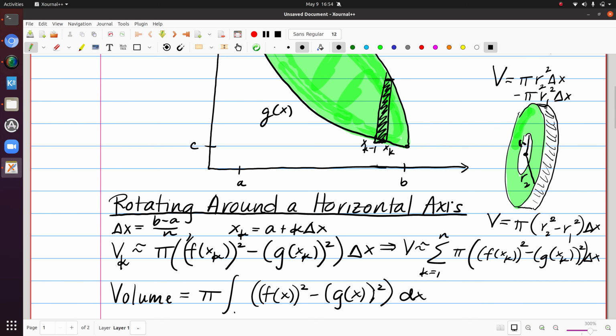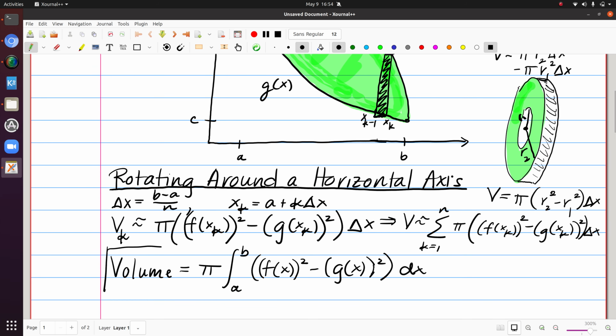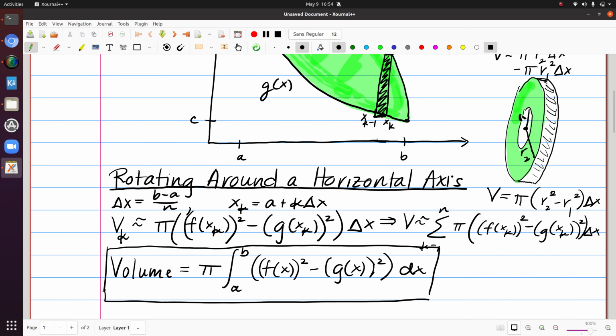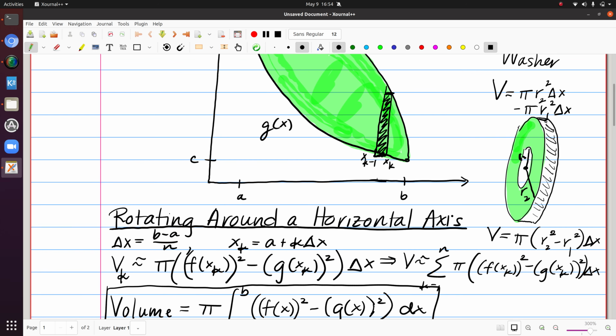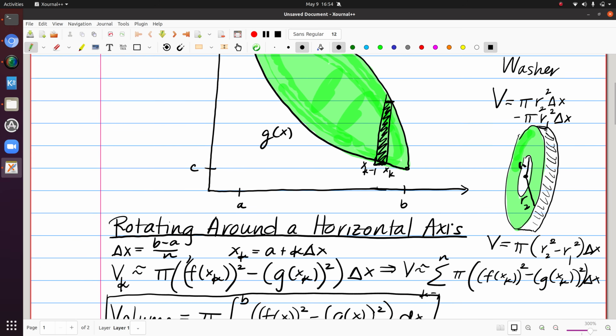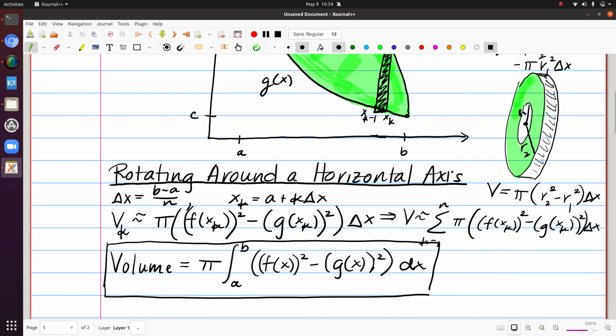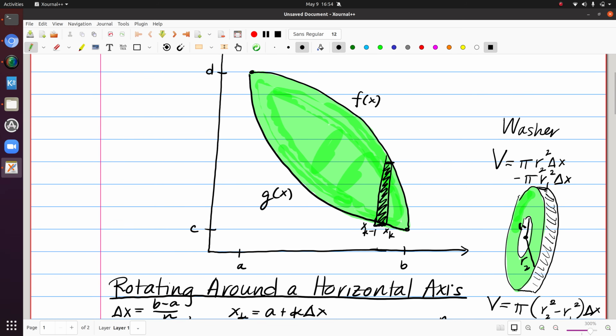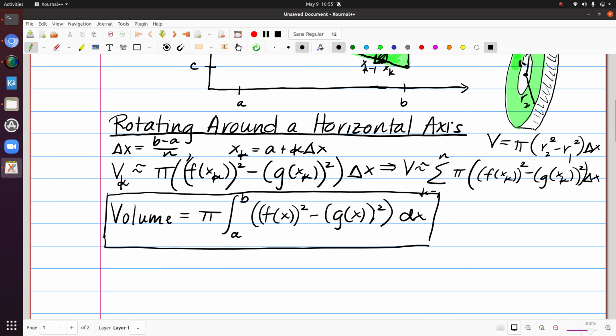And I'm going to use the bounds on x, a to b here. So this is going to be our formula for a washer method rotating around a horizontal axis. Now, it's important here that when we're thinking about which function is being subtracted from which, we have to really know where these lie in relation to the axis of rotation. So in this picture, the f of x function is further away from the x-axis than g of x. And so that's why they're oriented in the way they have here.